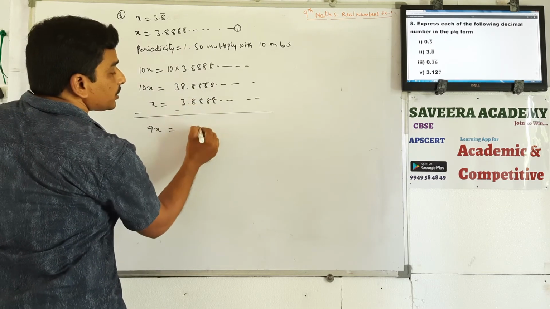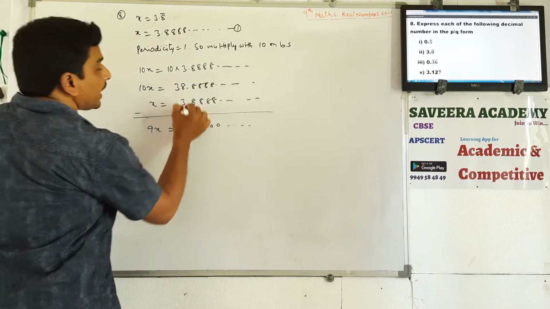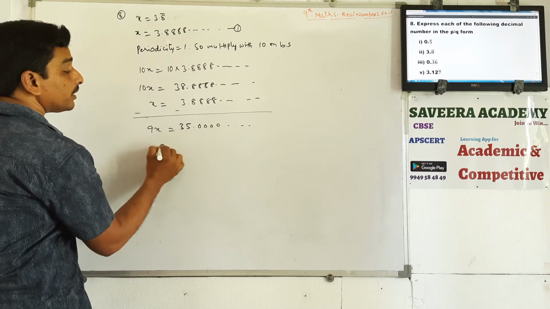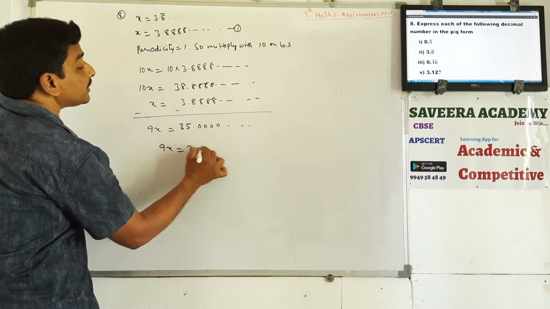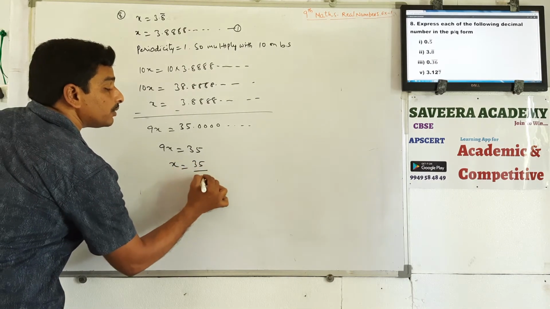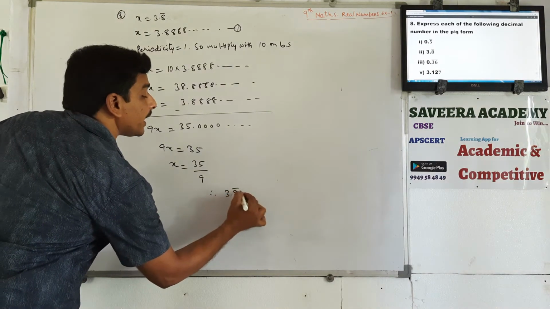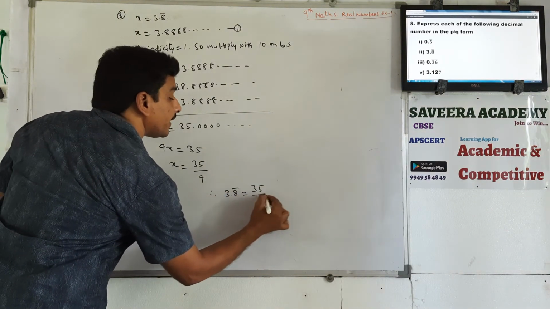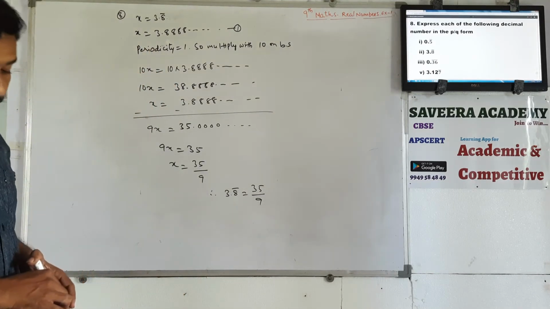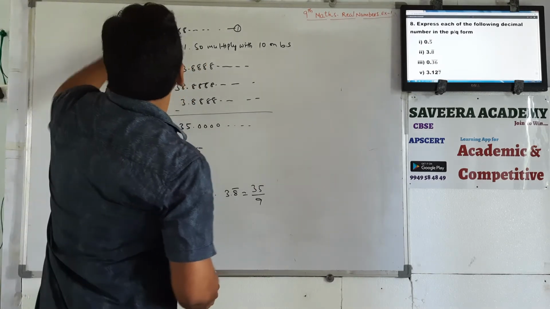After the decimal point you will get all zeros. 38 minus 3 is 35. Therefore 9x is equal to 35, x is equal to 35 divided by 9. Therefore you can say that 3.8 bar is equal to 35 by 9. Okay, now next we shall see the third sum.